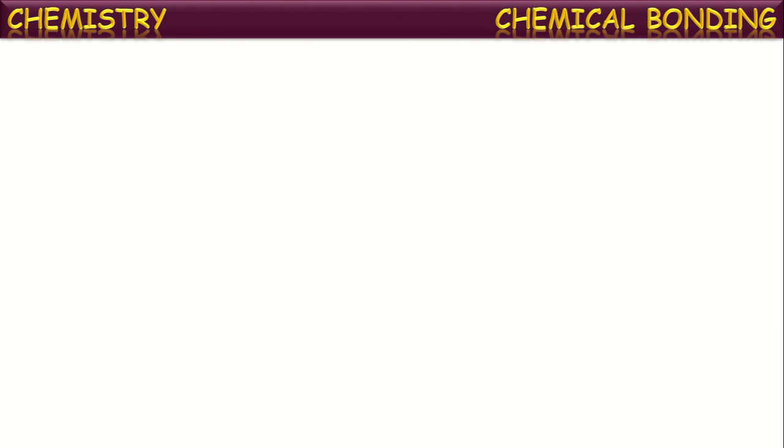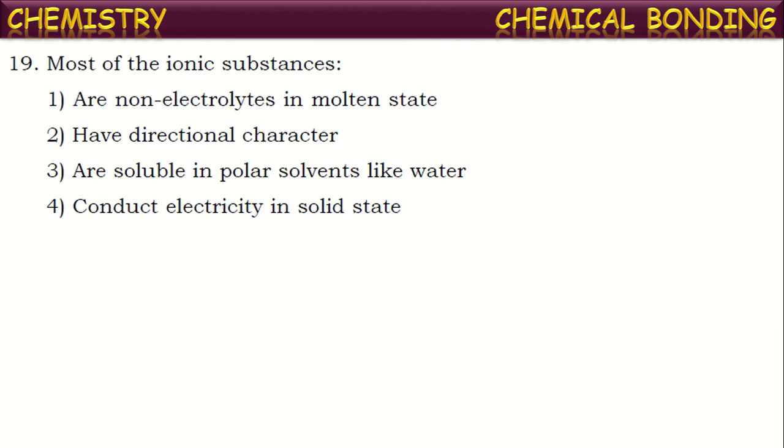Okay. Next. Most of the ionic substances, here certain characteristics are mentioned. Are non-electrolytes in molten state? No. Ionic compounds are electrolytes in the molten state. Have directional character? No. Ionic bonds are non-directional. And are soluble in polar solvents like water. Yes, ionic compounds are soluble in polar solvents, just like water.